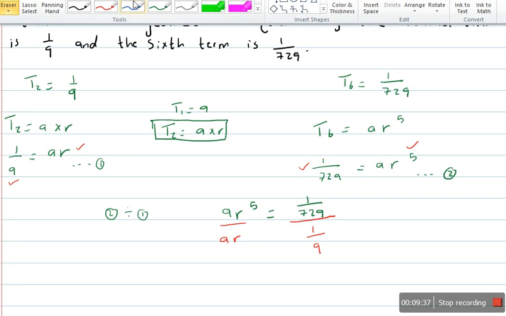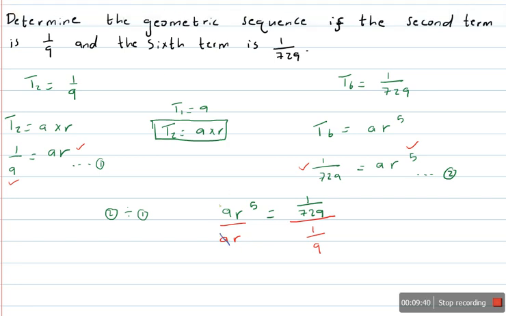So what will happen here is that this A will cancel with that A, and then here I'm left with R to the power of 4, right? Because the R will cancel with one of the R's, and I'm left with R to the power of 4. And on this side, let's use the calculator. It's 1 over 729 divided by 1 over 9. So the answer is 1 over 81, right?